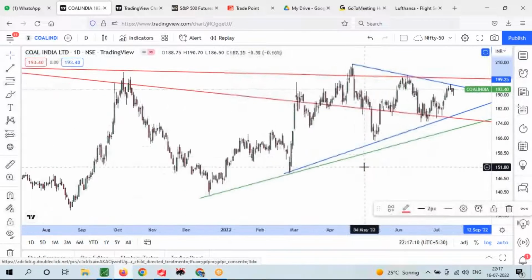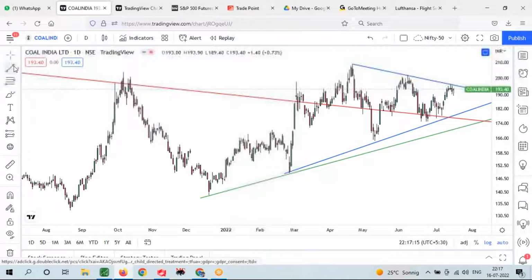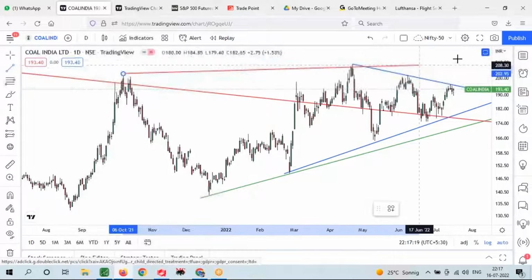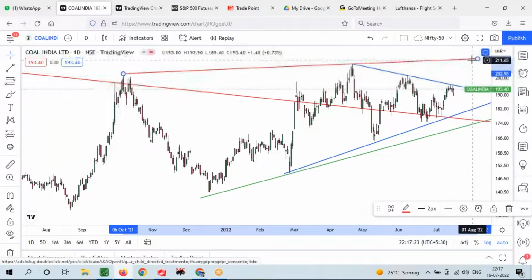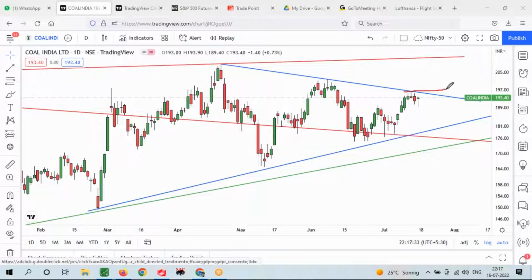Look here, I will remove this. Okay, now there is also a resistance if I connect this high and this high. Okay, so that is coming around 211, 212. Okay, what I would do, okay, now it is making a triangle. Let it cross this high. I will buy and then I will keep this as a stop loss, whatever low.